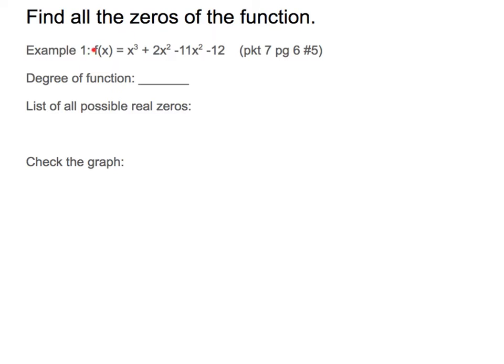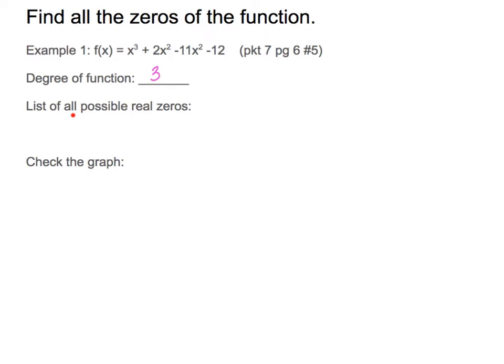So in this problem, what is the degree of this function? Well, that's the highest power. So the highest power here is 3. Remember that the degree of the function tells us how many solutions, or how many zeros, we should have in the end. So we should have 3 zeros, so 3 solutions for x in the very end.